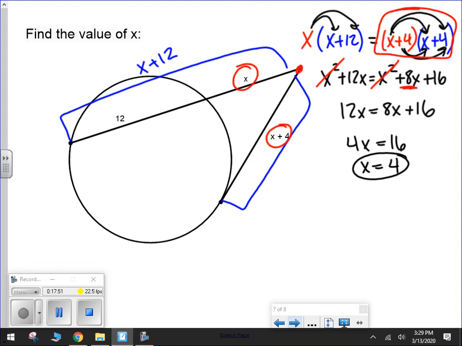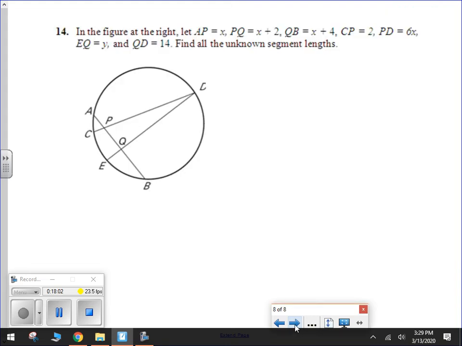In the figure to the right, let AP equal x and PQ equal x plus 2 and QB equal x plus 4. CP equals 2, and BD equals 6x, EQ equals y, and QD equals 14. And they want you to find all the missing segment lengths. Well, if I do that, I need to know what x and y are. So I need to find x and y.